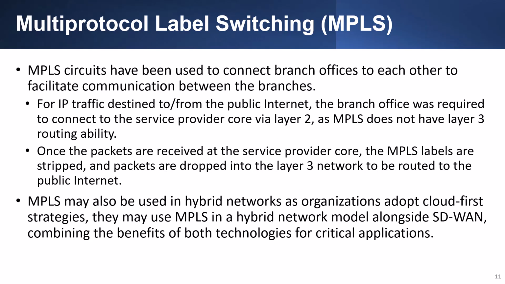MPLS circuits have been used to connect branch offices to each other to facilitate communications between the branches. For IP traffic destined to and from the public internet, the branch office is required to connect to the service provider core via Layer 2, as MPLS does not have Layer 3 routing ability. Once the packets are received at the service provider core, the MPLS labels are stripped and packets are dropped into the Layer 3 network to be routed to the public internet.